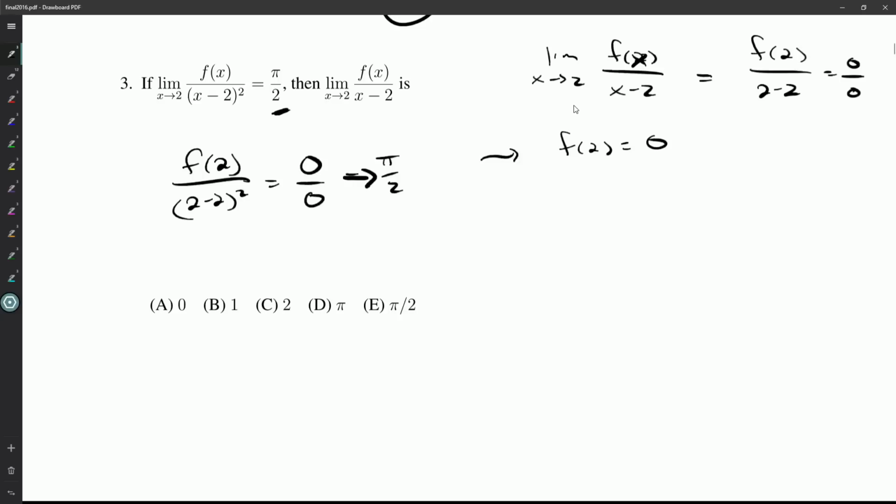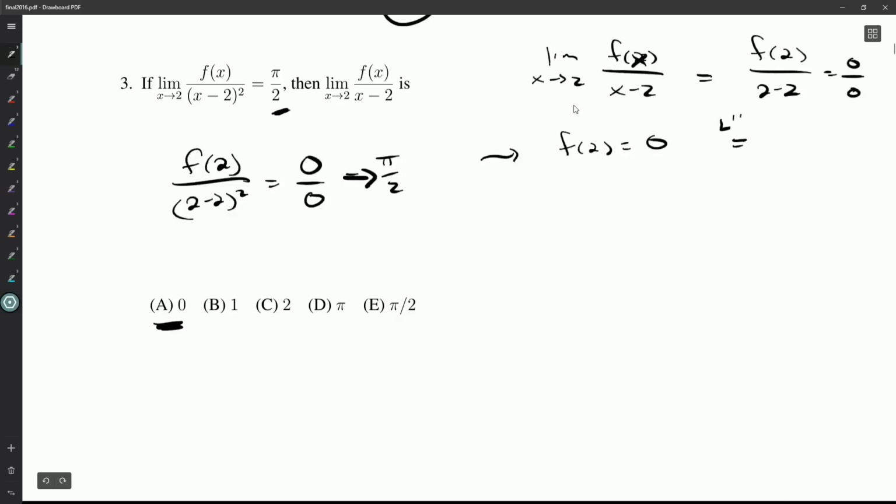I'm trying to think of the best way to handle this question or explain it. My gut reaction says the answer should be A, 0, just because I have so little information available. But what can we do? Well, I suppose we could try to do L'Hopital's rule here.